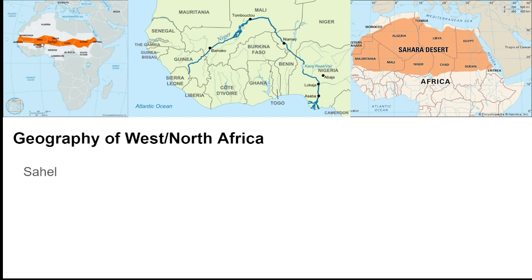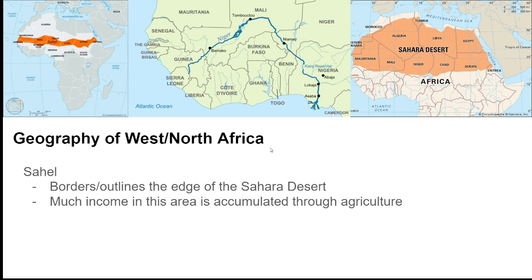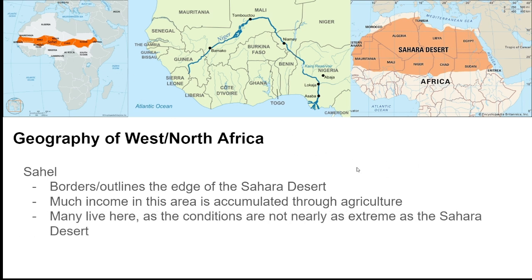Lastly is the Sahel. It borders or outlines the edge of the Sahara Desert, as you can kind of see between these two maps. Much income in this area is accumulated through agriculture, and many live here as the conditions are not nearly as extreme as the Sahara Desert.